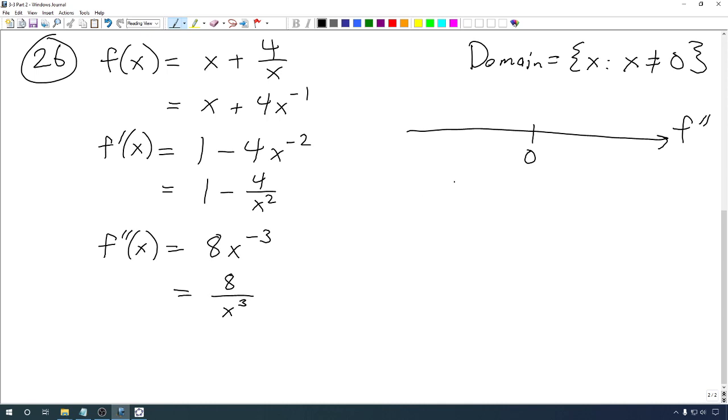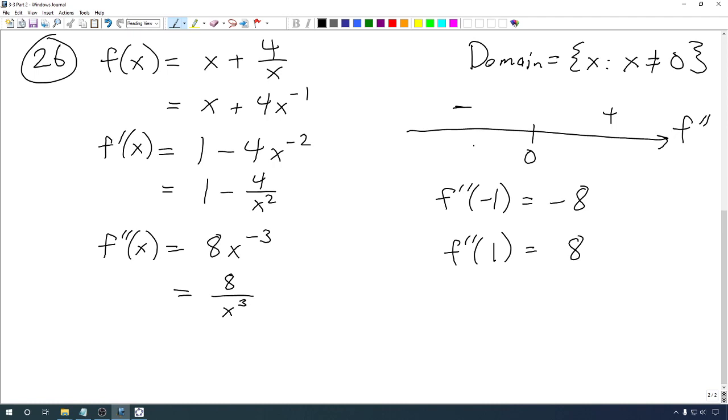We can go ahead and pick points on either side of 0. Probably just pick negative 1 and 1. We're going to plug those into f double prime. Well, if you plug in 1, that's really easy. We just say 8 over 1, or just 8. You have positive numbers over here. With negative 1, we have to remember that negative 1 cubed is still a negative 1, so we get a negative 8.